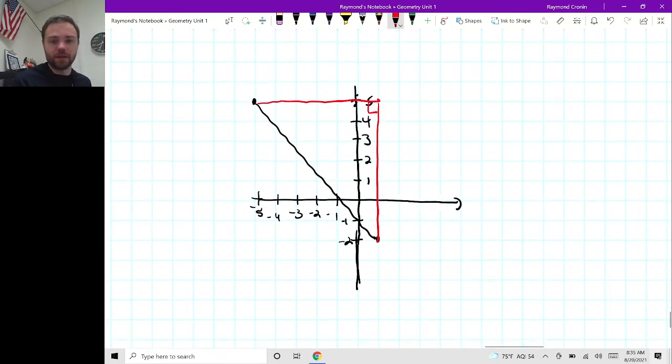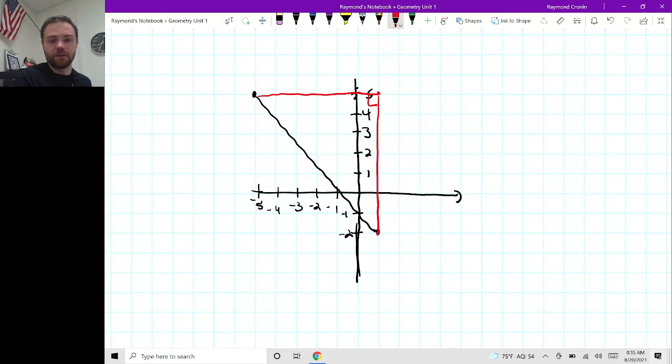And then I can just calculate the distance using the Pythagorean theorem, right? This distance here is going to be, let's see, 1, 2, 3, 4, 5, 6. So that distance is 6. And this distance is 1, 2, 3, 4, 5, 6, 7.